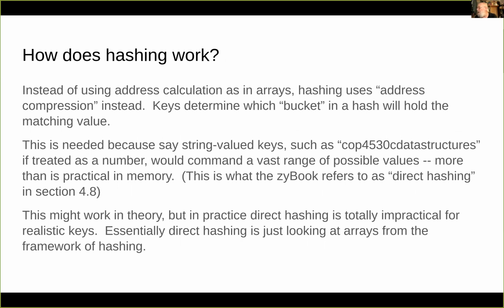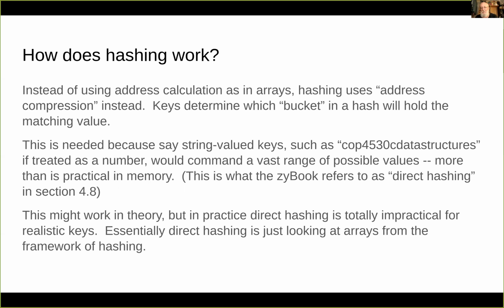So instead of using address calculation, what I'm calling address calculation, hashing uses what I'm calling address compression instead. So here's the little terminology you need to know. Keys determine which bucket in a hash will hold the matching value. If you want to think about arrays, I suppose the locations of the elements were buckets, but hashing actually uses the term bucket to denote the place where you end up putting the value and any other information you need for retrieval. So hashing maps a key into a bucket.